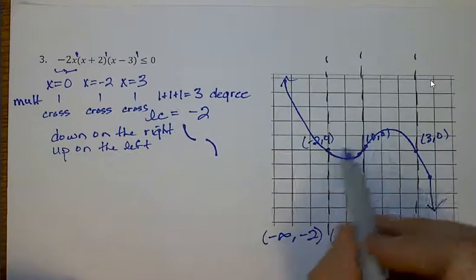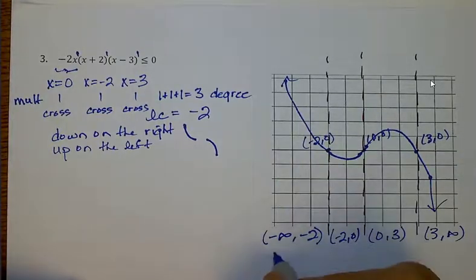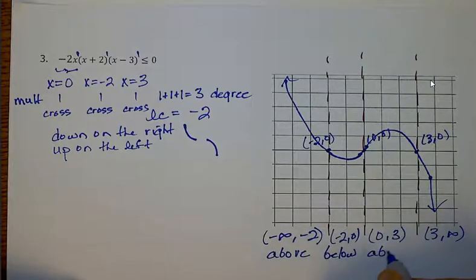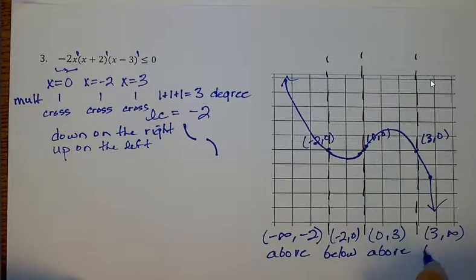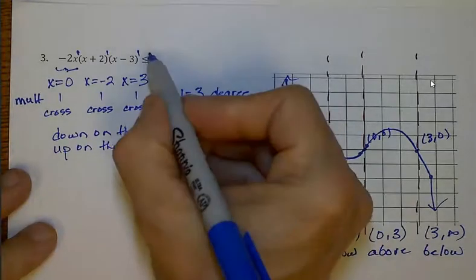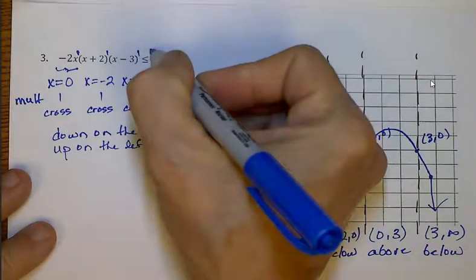And if I look at my different intervals, in this one, all the points are above the x-axis. This one, they're below it. This one, they're above it. And in this one, they're below. I've got all that work done with the graph. Now I'm going to go back and see what my inequality was in the first place to figure out what it is I'm looking for.